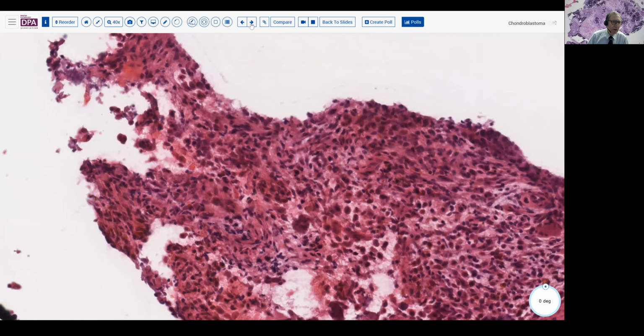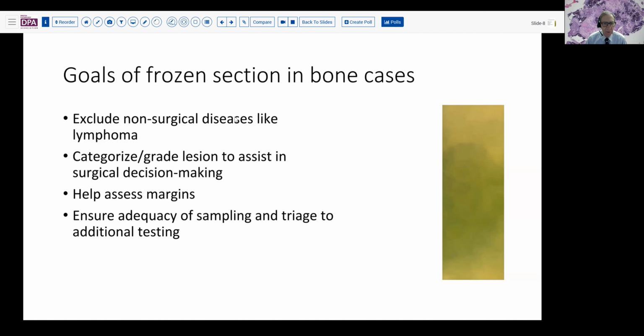Well, I don't want to belabor this point, but I think there are a couple of things to think about when we're dealing with a sample in frozen section mode that is not going to give us an optimal sample. So for the orthopedic surgeon who's trying to define what to do next with their lesion and to optimize the management of the tissue, the goals of frozen section in these sorts of cases are fairly limited.